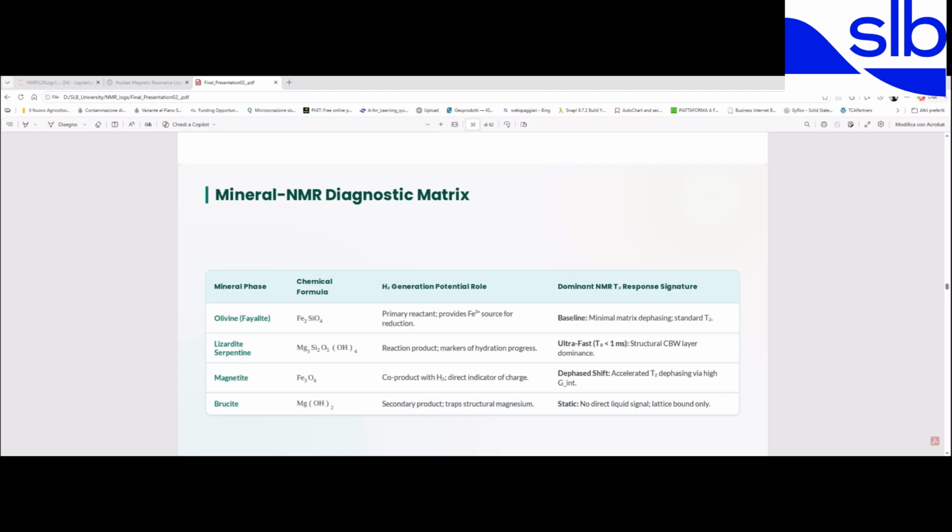Olivine fayalite, with this formula, is the primary reactive that provides the Fe2 source for reduction, which is the dominant nuclear magnetic log T2-time response signature, minimal matrix defacing, and standard T2. Lizardite serpentinite, we have a reaction producing hydrogen, ultra fast structural CBV dominance, the magnetite and FL co-production with IK2 and direct indicator of change, accelerated dephasing.